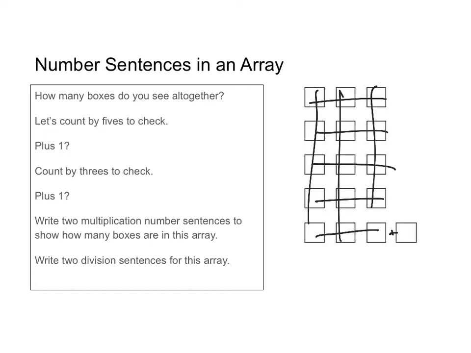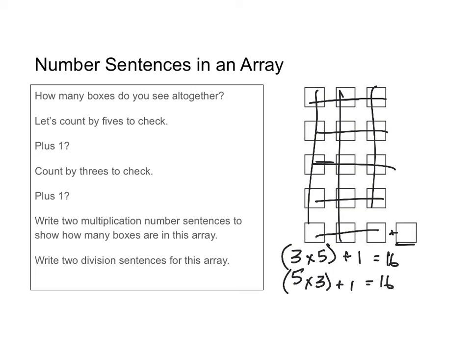So what are our 2 multiplication sentences? Well, we have 3 groups of 5, so we could say 3 times 5, but we have to add 1 more, and that equals 16. So that's what we're showing with this array. So we could also say, well, we have 1, 2, 3, 4, 5 groups of 3 plus the 1 equals 16.